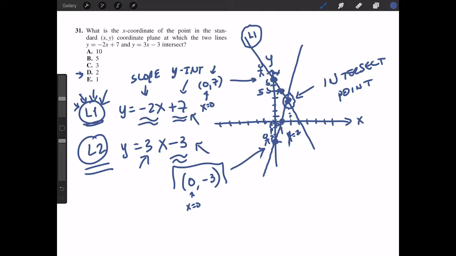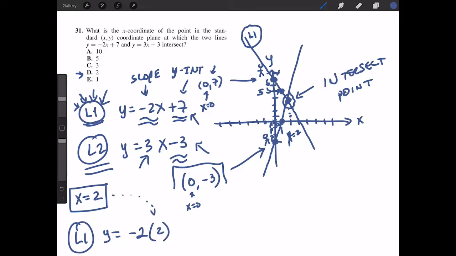There's a 2, right? We could take this x equals 2 value that we think works and plug it into both equations and see if we get the same y value, the same output. So for line 1, it looks like this. y equals negative 2, parentheses, plug in the x value I want to evaluate, so times 2, plus 7. If you do the math here, negative 2 times 2 is negative 4, and negative 4 plus 7 is equal to 3. So that's the output value.